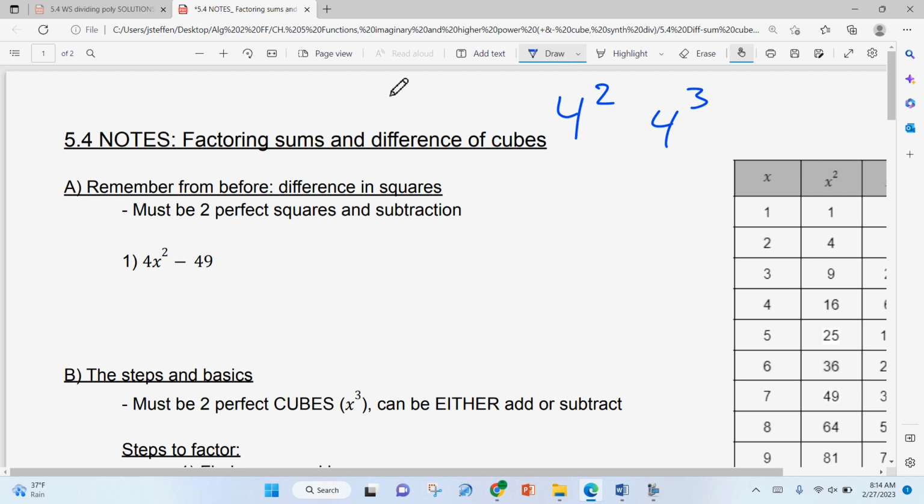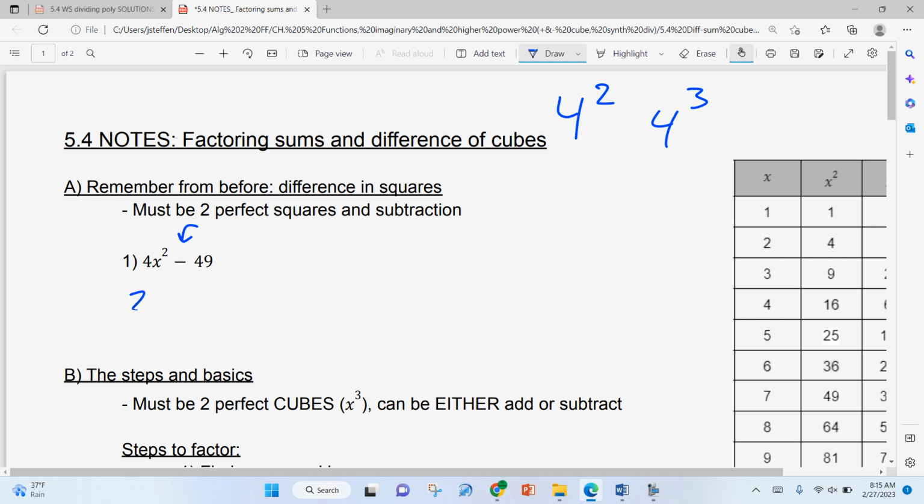So back before, when we did the difference in squares, two things: they both had to be perfect squares, and they had to be different. They had to be subtraction. You need to know this because we learned it before. You'll have this on the exam, but you won't need to know it for this lesson.